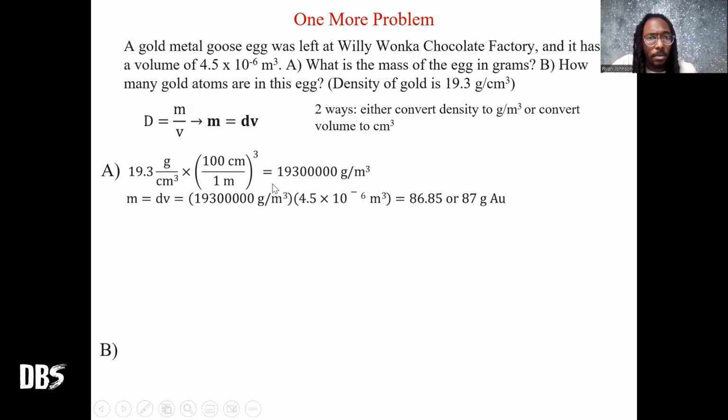Now that I have this number, guess what this new number is? It's my mass over volume, right? This is my new density. So I'm going to use this density and multiply it by the volume that we have. Notice why we went from centimeters cubed to meters cubed: we did all of this just to cancel our meters cubed. That's the reason why we did this, y'all. So when you go to multiply, since the meters cubed is the only one on the bottom and my meters cubed is on the top, they will cancel out. This is dimensional analysis at its core. So if I multiply my number here by my number here, I get 86.85, or 87 grams of gold.